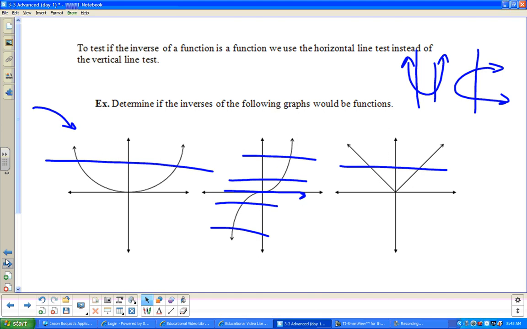So how do you test the original? It's a vertical line test. How do you test the inverse? Horizontal. And if you don't have that written down somewhere in your notes, I have no idea why you don't. Because that would be a very quick, easy test for you to find out. Any questions?